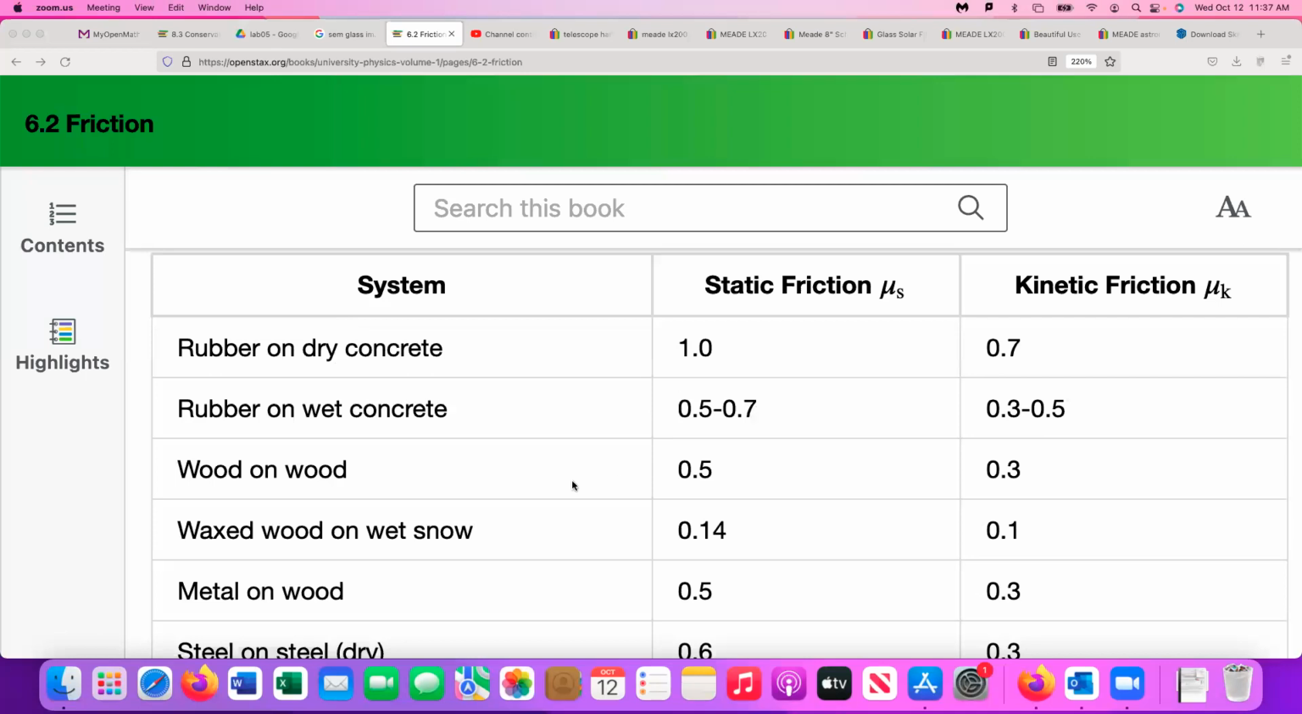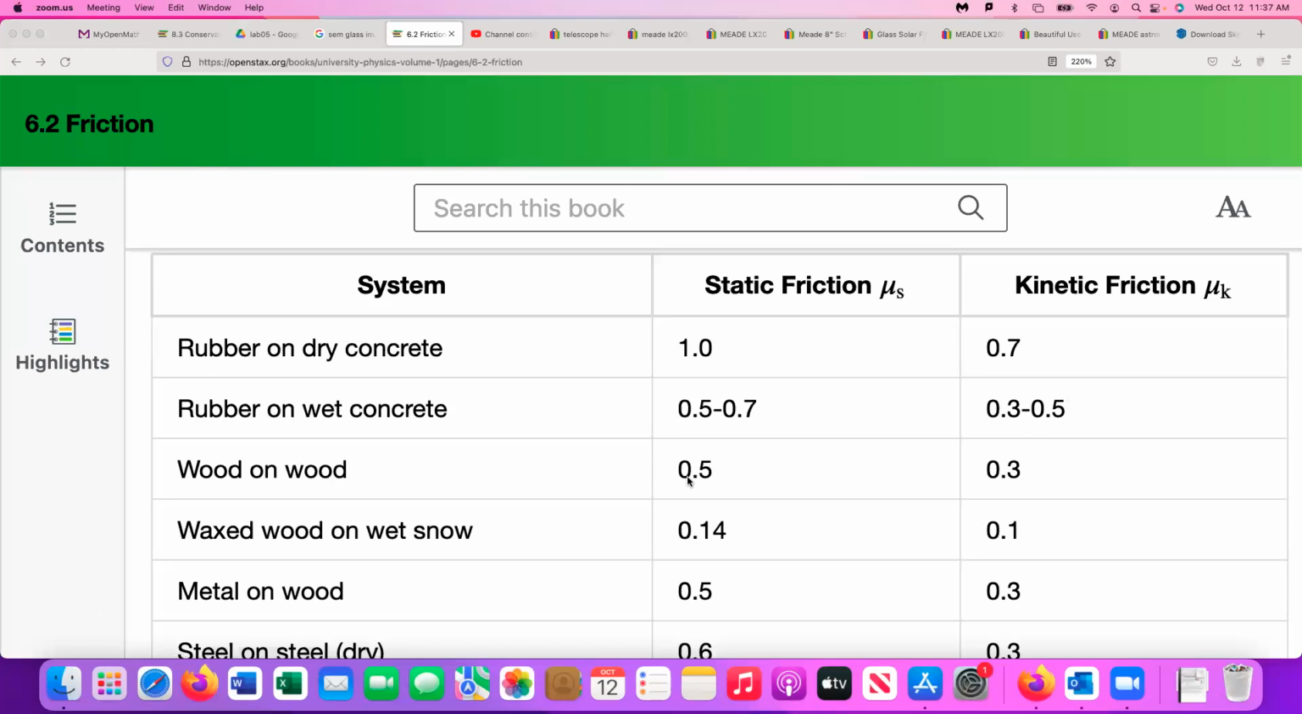Your car just tends to slide at all on wet concrete. Sometimes it won't even slide on dry concrete. Wood on wood, it's 0.5. Wood slides against wood, especially if it's hardwoods. Hardwoods like oak, maple, they slide past each other extremely well.